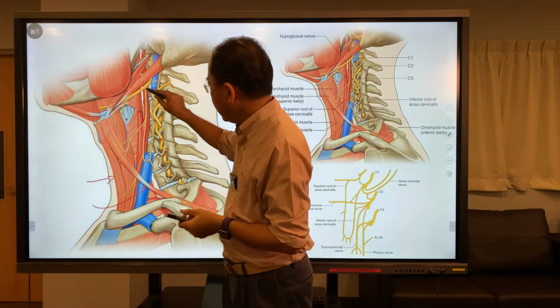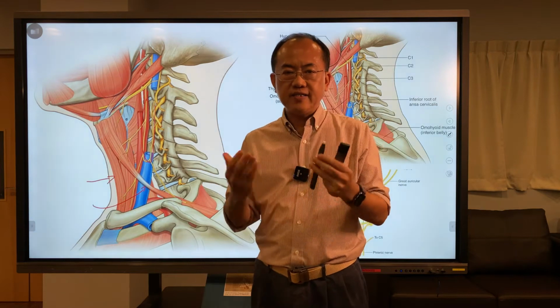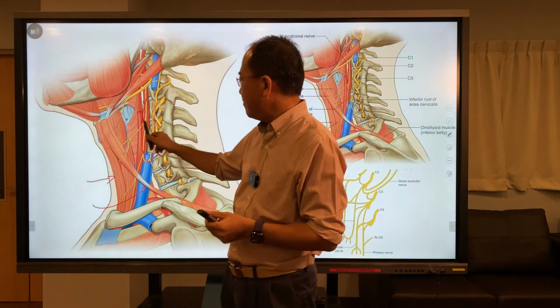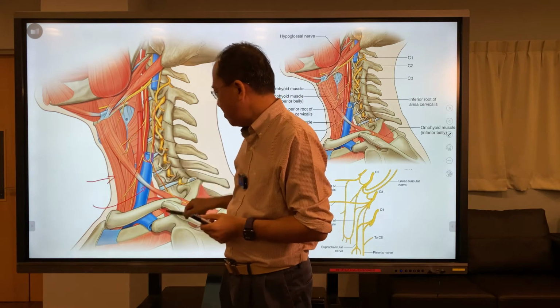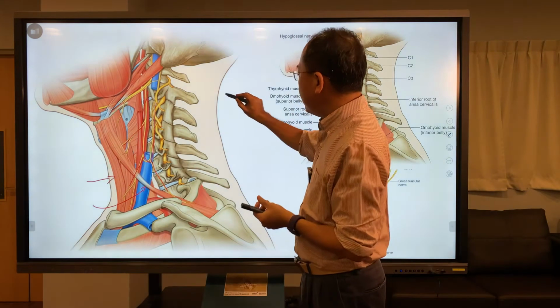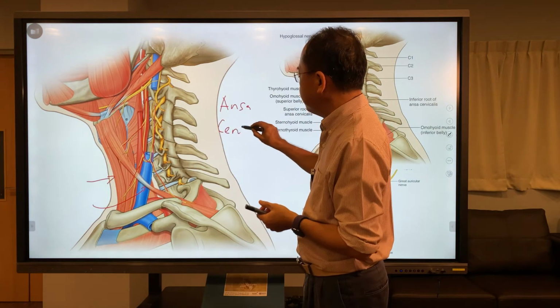Yes, there's a loop of nerve. This loop of nerve is quite unique. It's part of the branch of the cervical plexus. If you look carefully, this loop of nerve will give rise to smaller branches to supply the strap muscles. And this loop of nerve is known as ansa cervicalis.